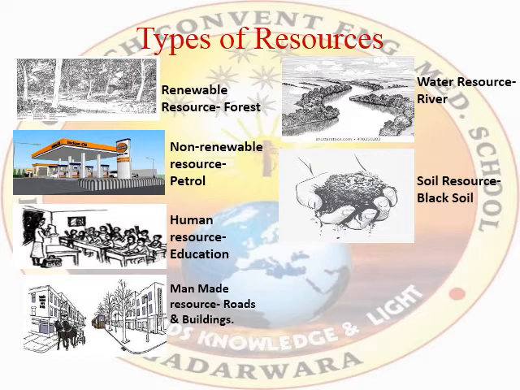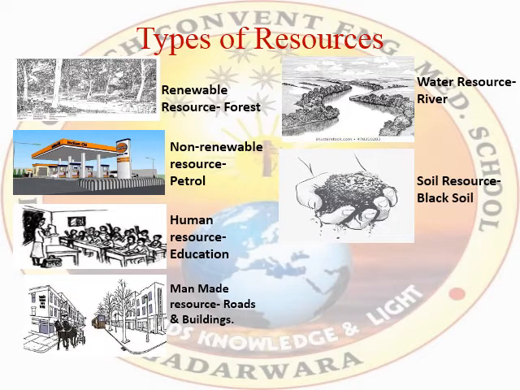Soil resource, what is that? Like black soil, alluvial soil, red soils. This soil is essential for the growth of vegetation, and living beings are dependent on plants for their food. So soil is also an important resource.